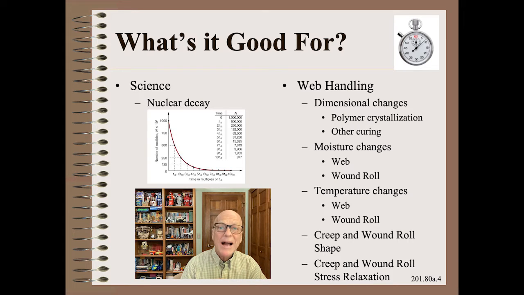What we will not cover in this series is dimensional changes due to polymer crystallization or curing. What we will cover in upcoming episodes are moisture and temperature changes in both a web and wound roll. We will also mention internal changes in wound roll stresses and external changes in shape due to handling and storage.